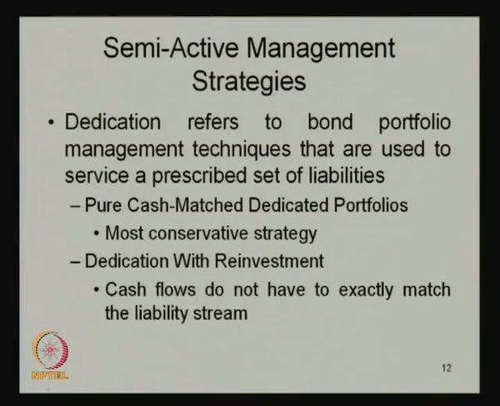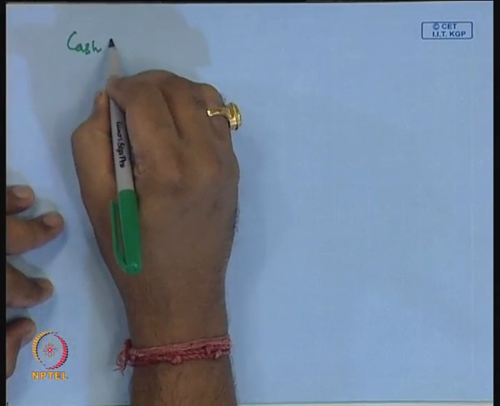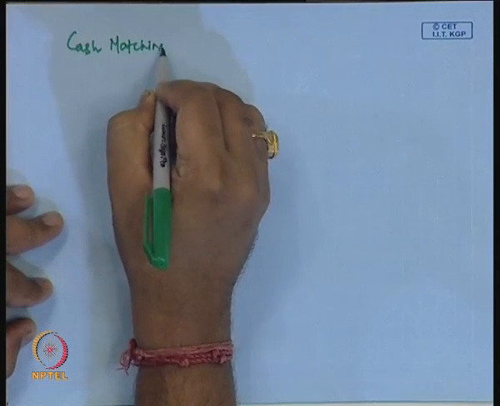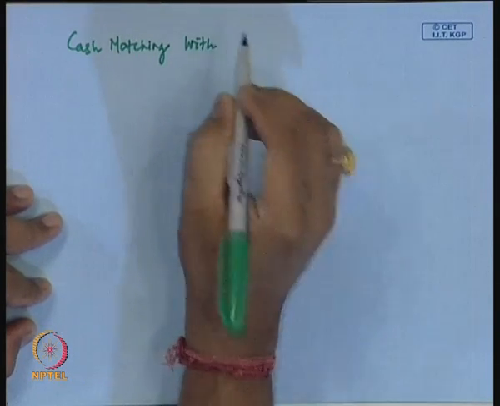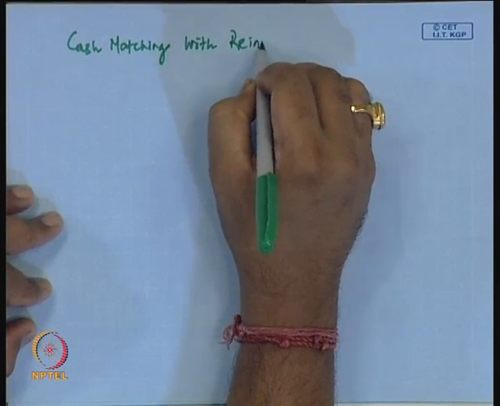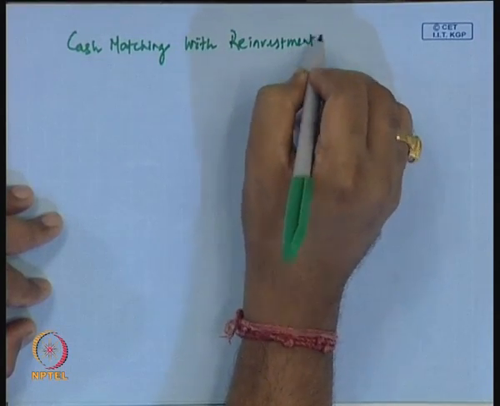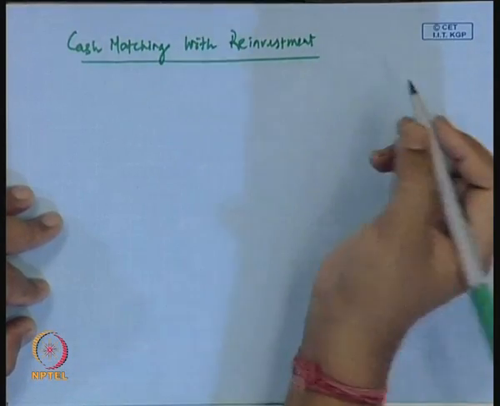Then we have another way also: dedication with reinvestment. That means we can also assume that there is a regular flow of income, that is, coupons are involved. Then how does this particular strategy work? We name it cash matching with reinvestment, or dedication with reinvestment, whatever name you prefer. Reinvestment opportunities are available here.